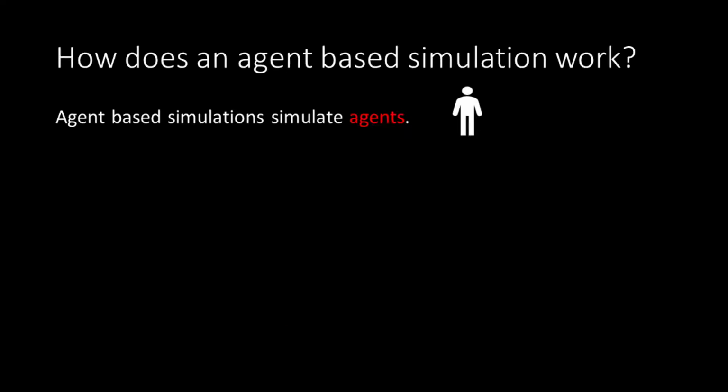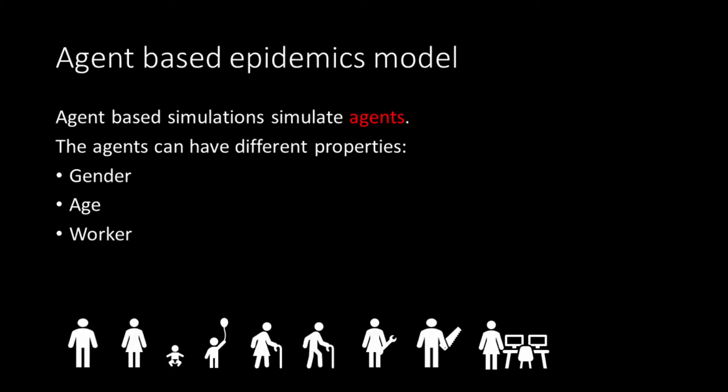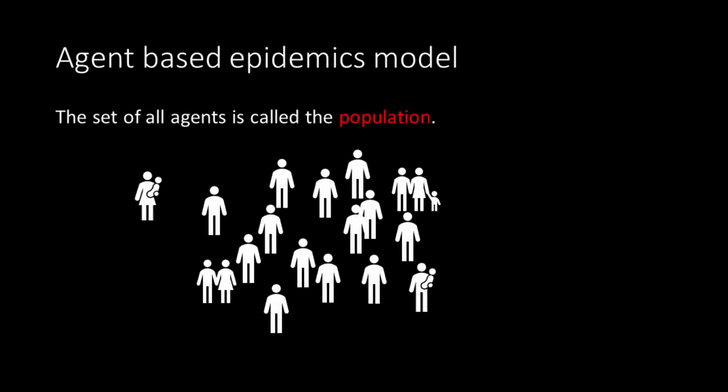How does an agent-based simulation work? Well, first they simulate agents. Agents can have different properties like gender or age. They could be workers, pupils or keeping the house. The totality of all agents is called the population.